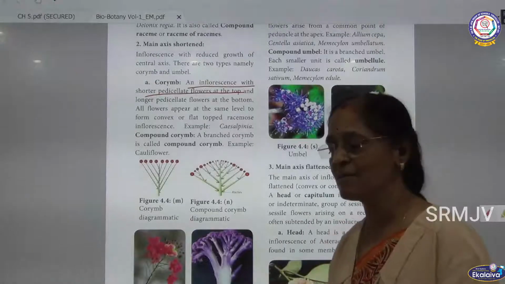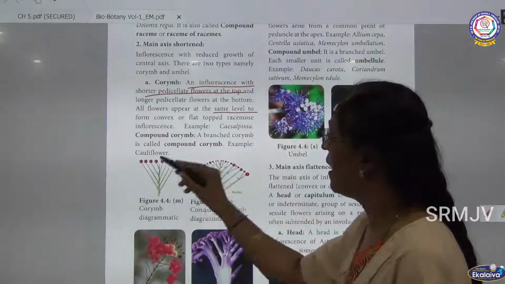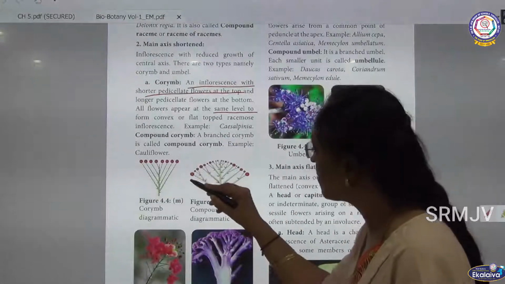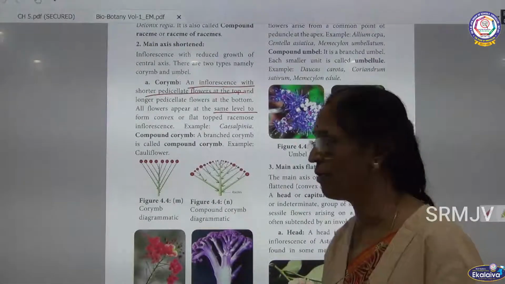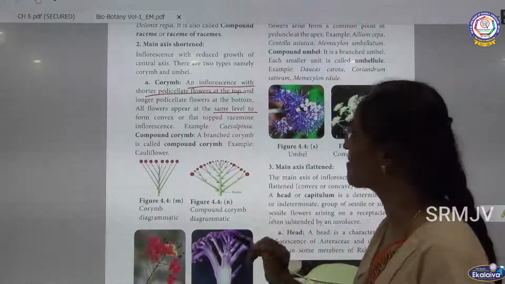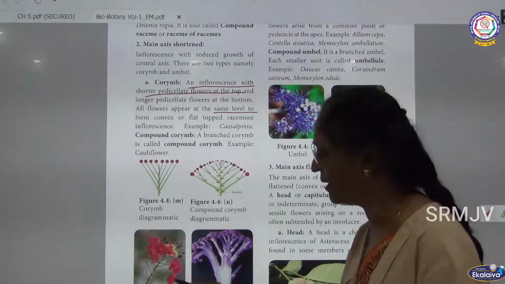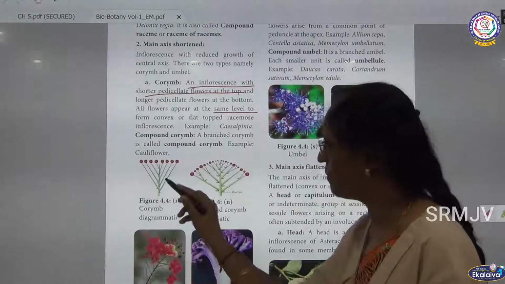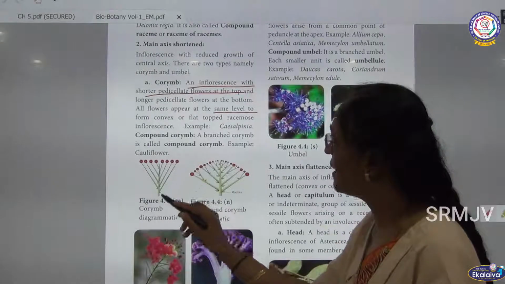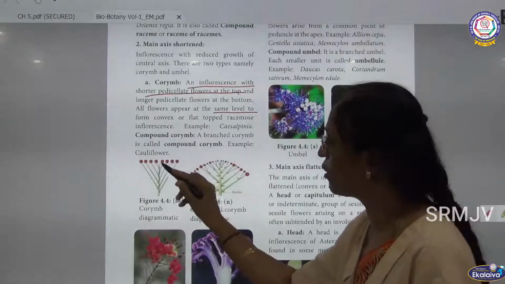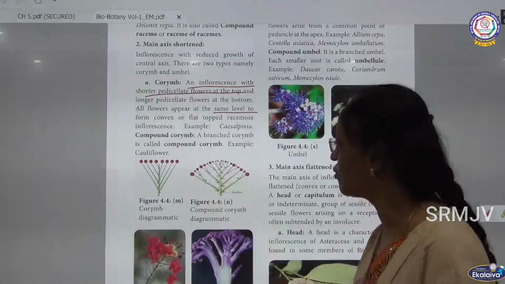And how do these flowers appear? These flowers will appear either at the same line or same level, or you will find them in the form of a convex or flat top racemose inflorescence. And this is what we call a corymb, which you will find in Caesalpinia. You can find these flowers which have been arranged here. Here you will find the longer pedicellate flowers which are there at the bottom, and the shorter pedicellate flowers which are there at the top.